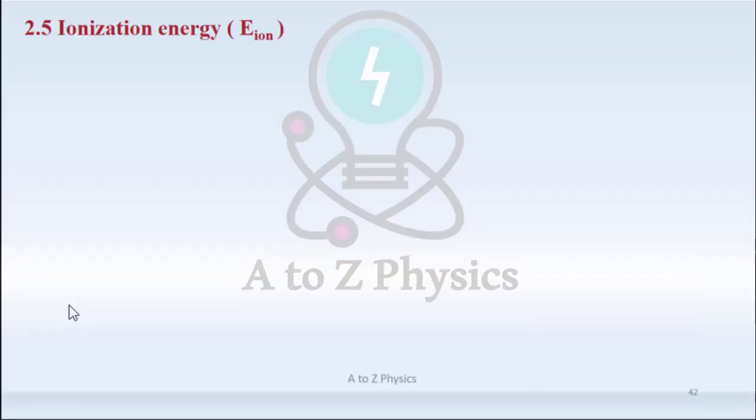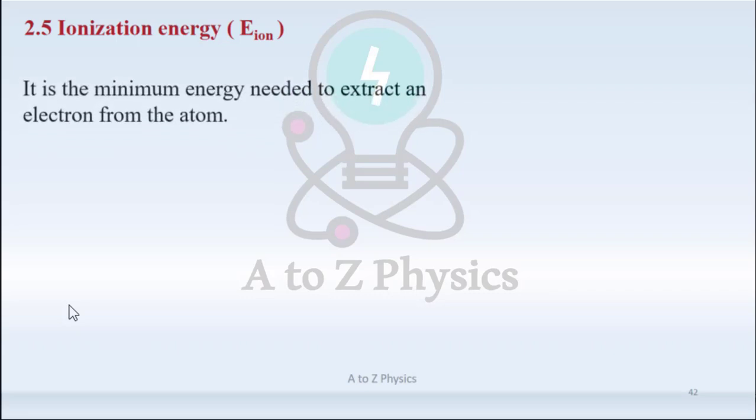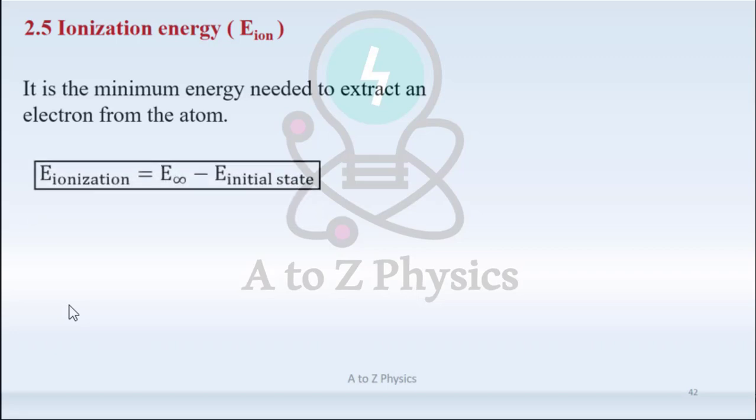Let's first define the ionization energy of the atom. It is the minimum energy needed to extract an electron from the atom. Ionization energy is always equal to E infinity minus E of the initial state of the atom.